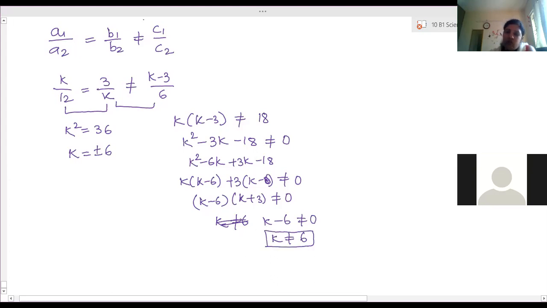Yes, ma'am. So what is the value of K then? Minus 6. Minus 6. Clear? If you don't solve these two, then you can solve this one also. You will directly get it.